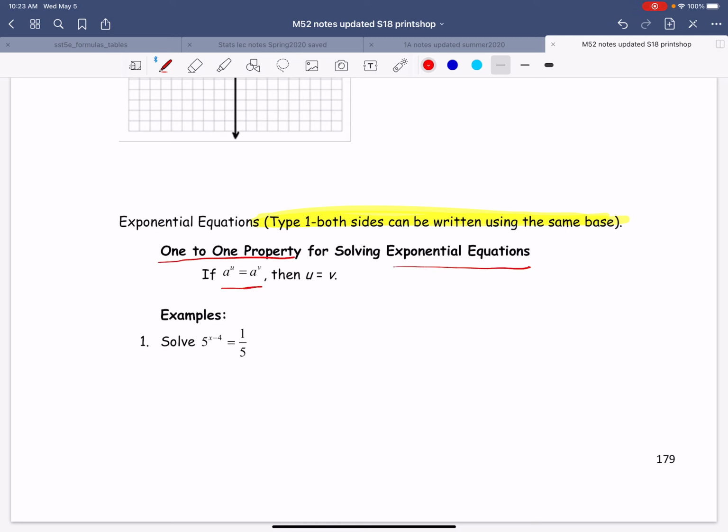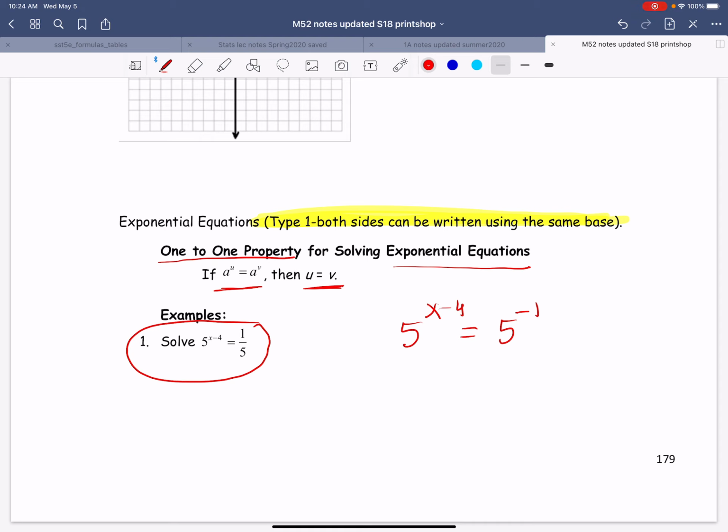So if a to the power u is equal to a to the power v, then u and v are equal. That means if two output values are equal, then two input values are also equal. So here's the first example, and we need to solve this equation. We have 5 to the power x minus 4 equals 1 over 5. So we can write it as 5 to the power x minus 4 equals 5 to the power negative 1. My goal is to write both sides with the same base.